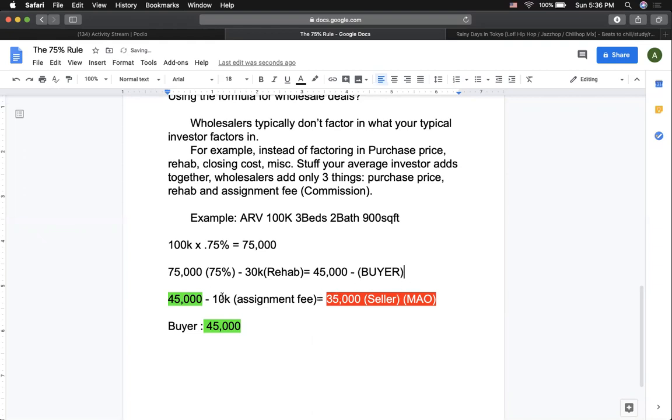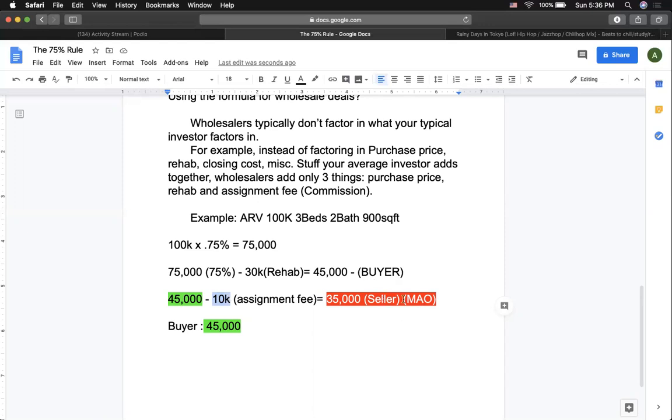So now that you have the 45,000, you can factor in your assignment fee. We're trying to make 10,000 on our assignment fee. That's typically what you want to always aim for on every deal. So you do 45,000 minus 10,000 assignment fee, which equals 35,000. This is where you want to be at with the seller.